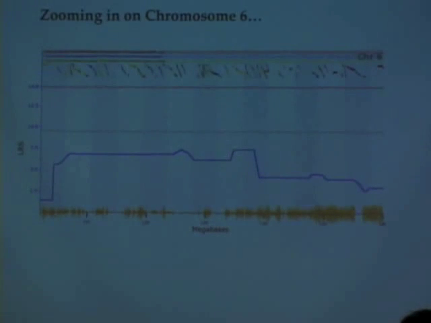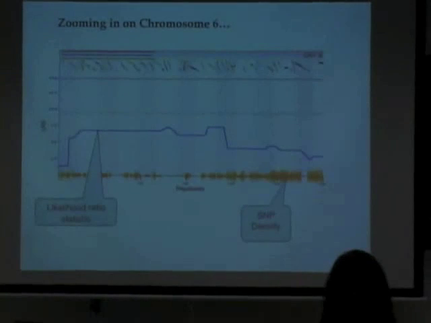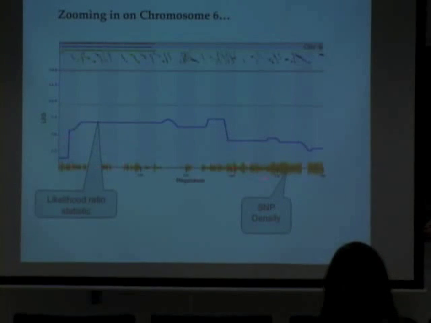This, by the way, isn't your data, but it looks pretty similar. Again, we zoomed in on chromosome 6, and we talked about the fact that we wanted to go look especially in places where these lines here represent the SNP density. The more lines, the more SNPs. Would you want to go and look in places where the SNP density is high or low? Why?